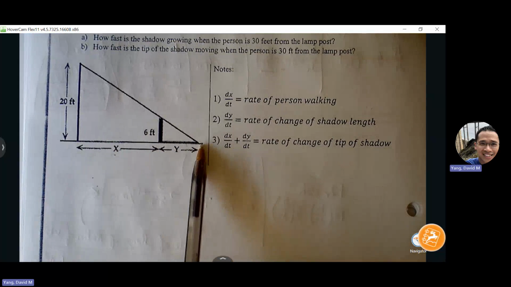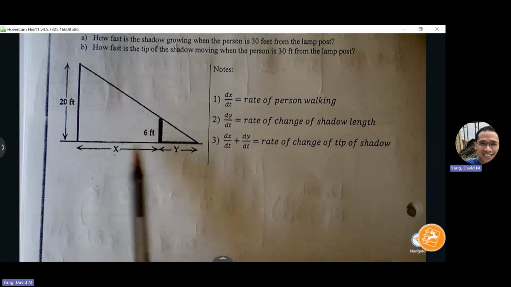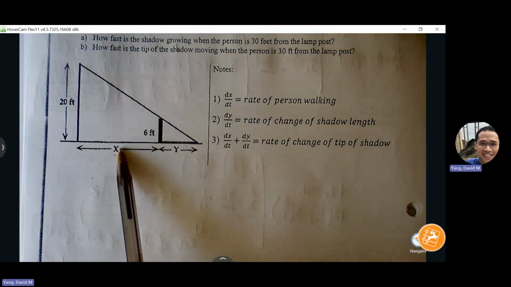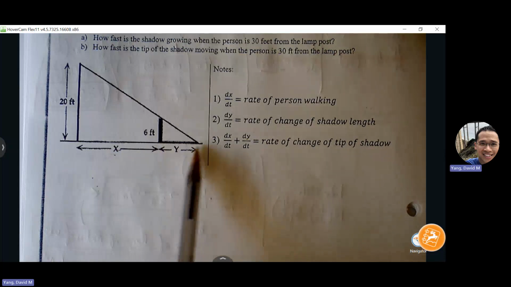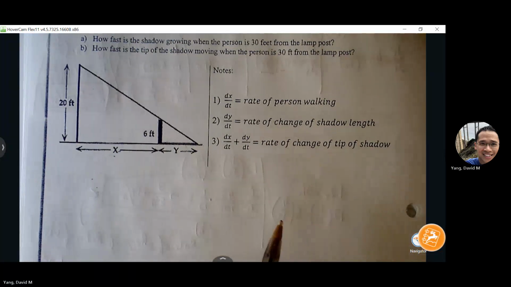So if I want to find the rate of change of the tip of the shadow, I'm going to have to add the rate that the person is walking in addition to how fast the shadow length is increasing. So both are going to influence the tip of the shadow.